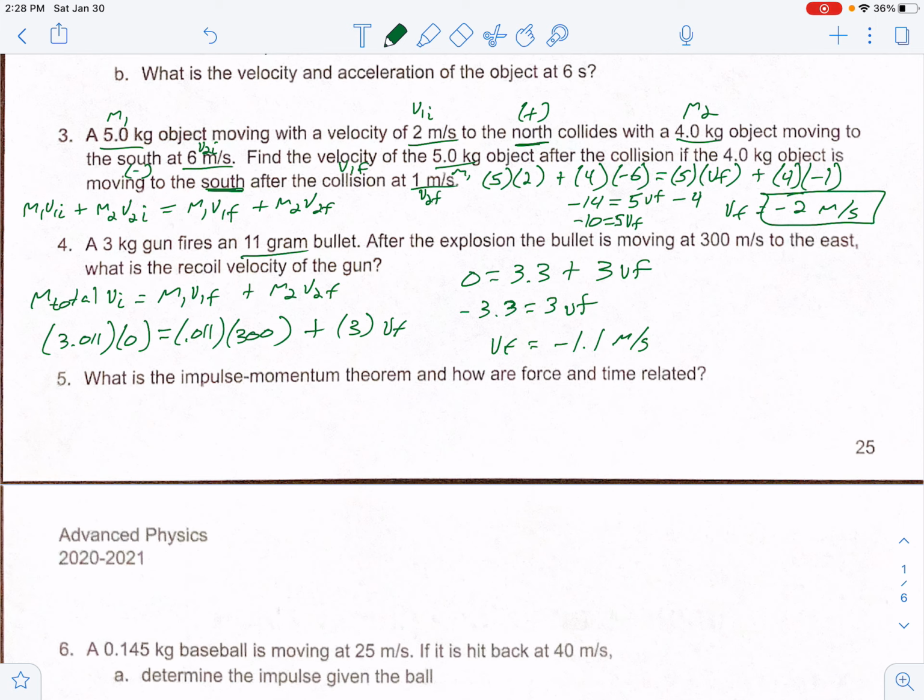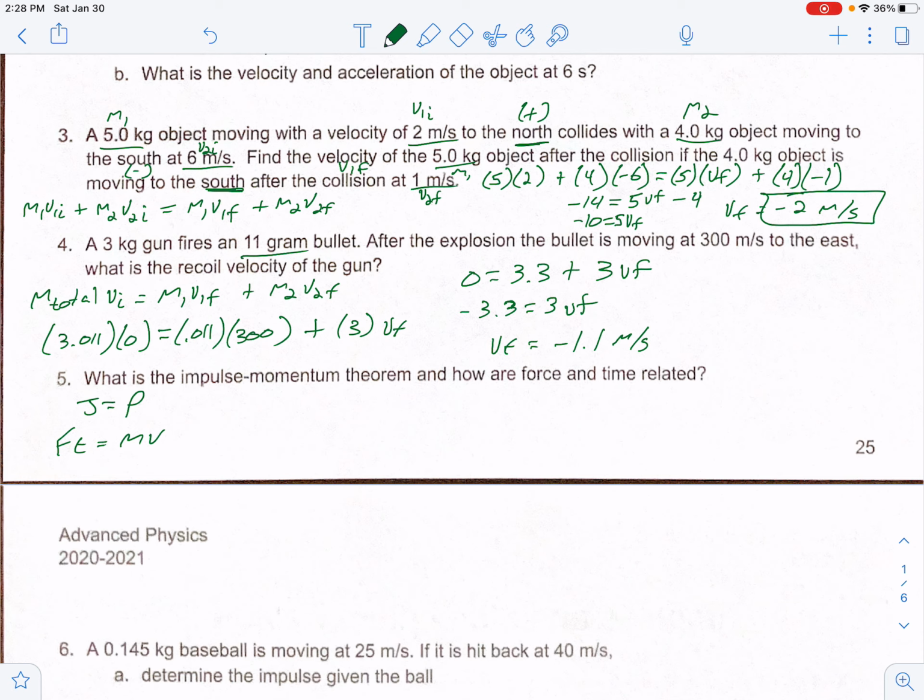Number 5, what is the impulse momentum theorem and how are force and time related? Okay, impulse and momentum theorem is basically stating that they're equal. So impulse is the same thing as momentum. Okay, so impulse, which was J equals F times T, so J equals P. So that's the same thing as saying F times T equals mass times change in velocity. Okay, so that's basically how we get that equation, because basically they're the same thing.